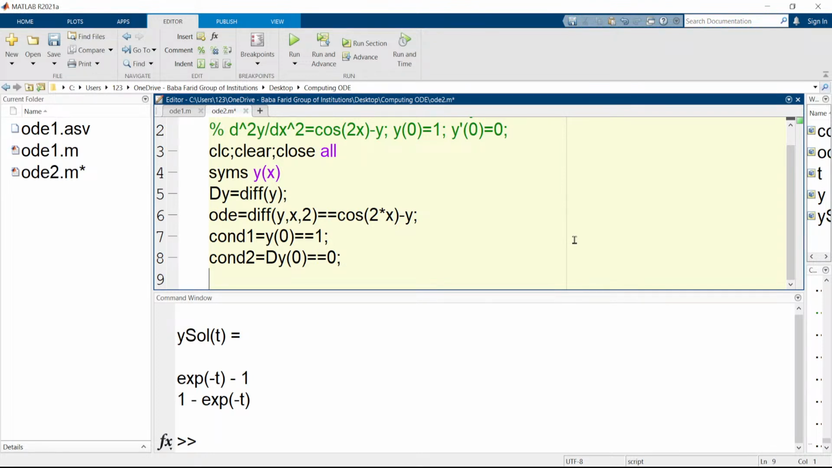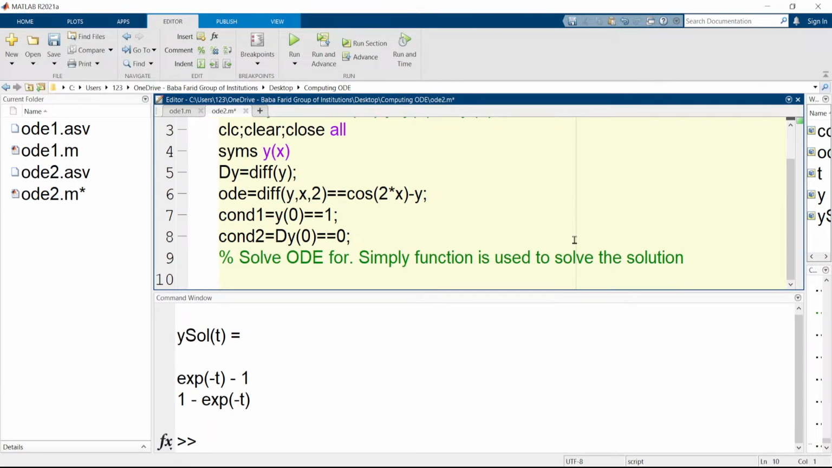Okay, and we will use a simplify function also. So you can comment at its place, solve ODE for y. Okay, and simplify function is used to simplify the solution. Okay. So the solution which we will get will be simplified by using simplify function.